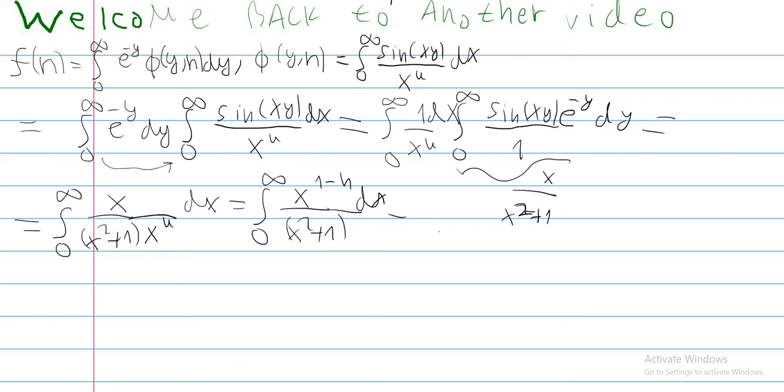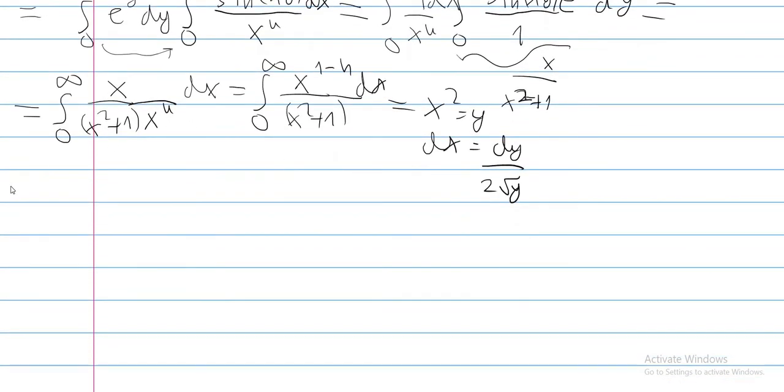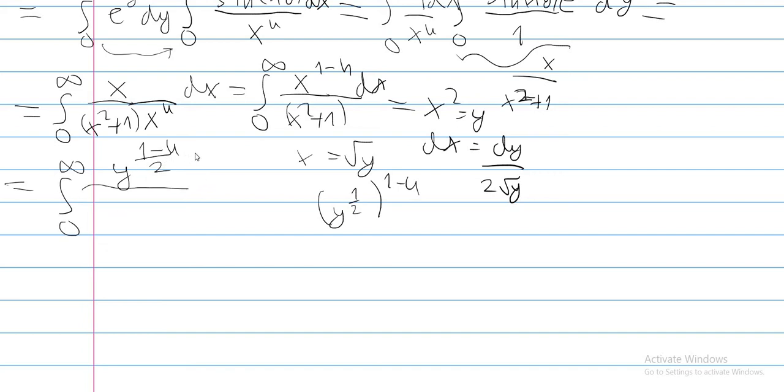We just need to do one substitution from now. We will substitute x squared to be equal to y, and dx is just dy over 2 square root of y. And now when we put it in our integral, what do we get? We get an integral from 0 to infinity y to the power of 1 minus n over 2, because x becomes square root of y. So we will have y to the 1/2 and then to the 1 minus n. So we just put the exponent in this corner.